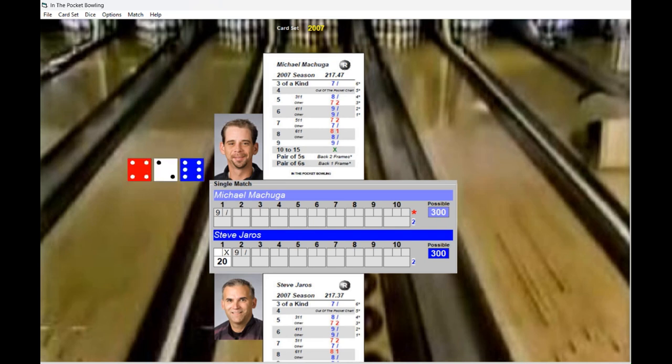Machuga throws a 2-4-4. That's 10 points. That's a strike. Total is 10. So he throws a strike. Third frame is a 3-4-4. That's a strike. That's 11. So that's a strike. Jarls throws a 5-6-1. That's a strike. That's 12.